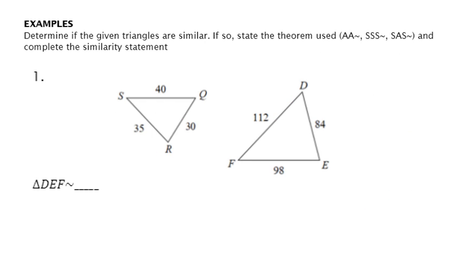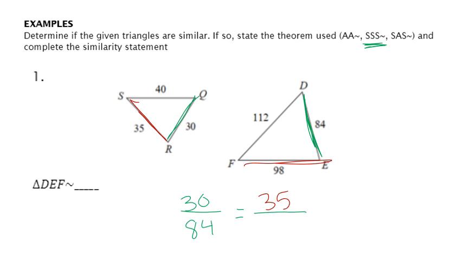These next examples are looking to see if we have enough information to say they're similar, and if so, we have to state the postulate and complete the statement, kind of like we just saw a moment ago. So if I look at this, I can see I have all 3 sides given. I'm going to test then with side, side, side, because I have all 3 sides. So if I pick this, I might say the 30, which is the shortest, pairs with not the longest, with the other smallest value, which is 84. I'm then going to pair what would go in numerical order, so this would be 35. I'm going to pair that with 98. And then my last piece, I'm going to pair the 40 with the 112.